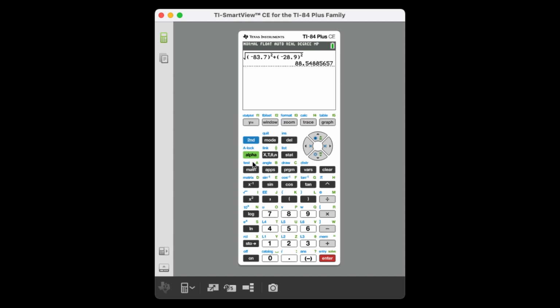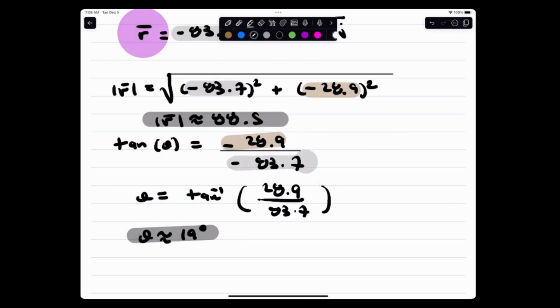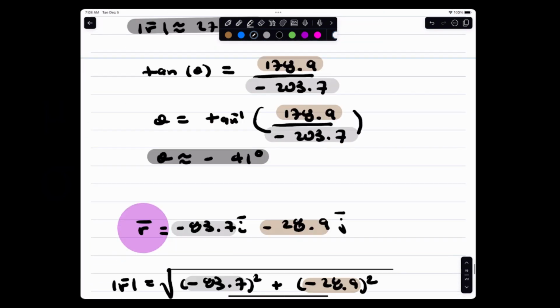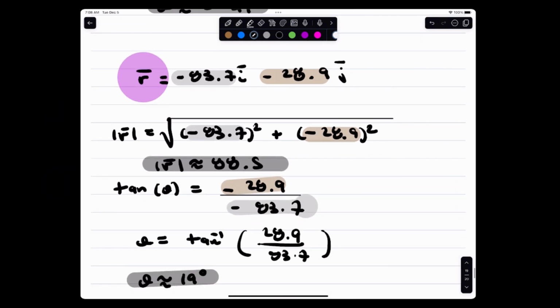Okay. So let's find the inverse function here. Second inverse tangent. What's it going to be? 28.9 divided by what? 83.7. And you end up with, what's the angle? 19 degrees. Now let's be careful here, right? Let's double check.